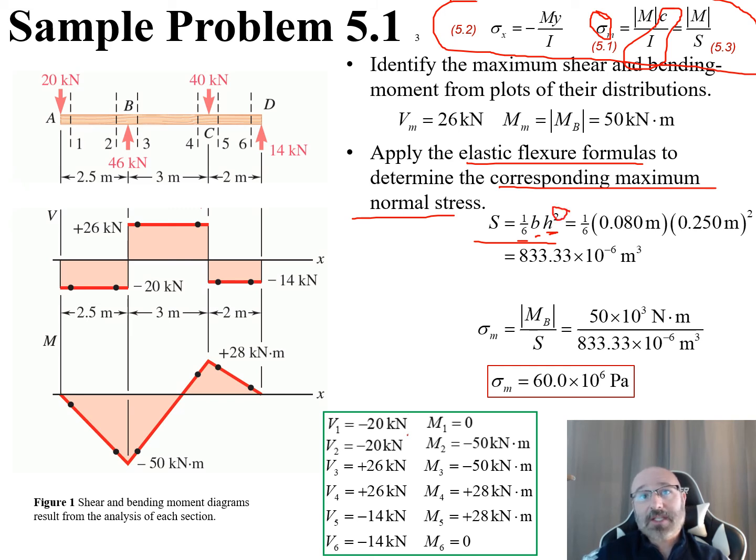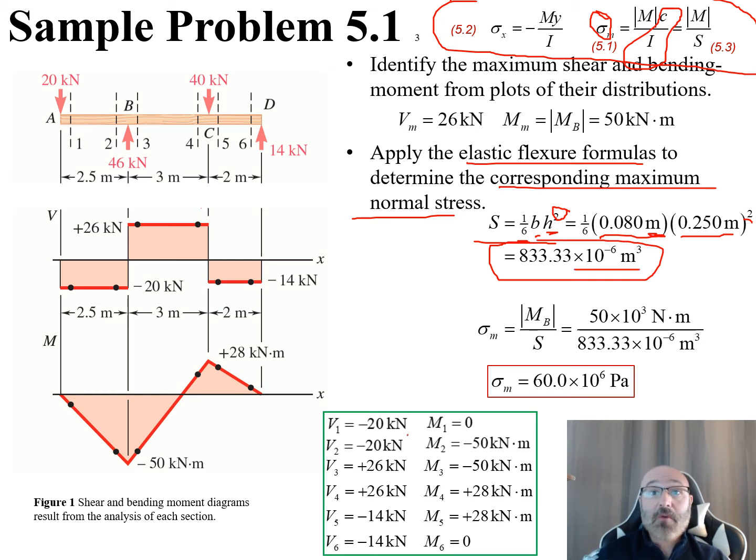So this is 1/6 times the base of 0.08 meters. Make sure we go to meters, not millimeters. And our height of this is 0.25 meters, quantity squared. So we do that out, and now we get our S value of 833.33 times 10 to the negative 6 meters cubed.